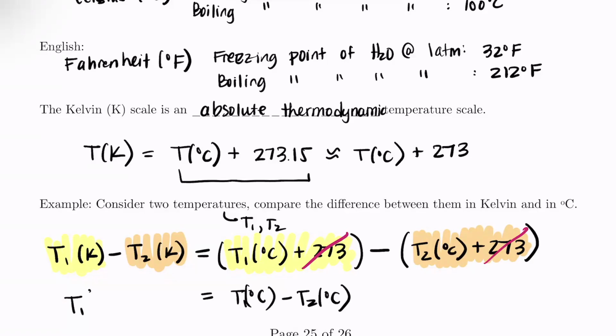So this means that our temperature difference is going to be identical if we measure the temperatures in Kelvin and compute the difference, or if we measure them in Celsius and compute the difference. Okay. Excellent.